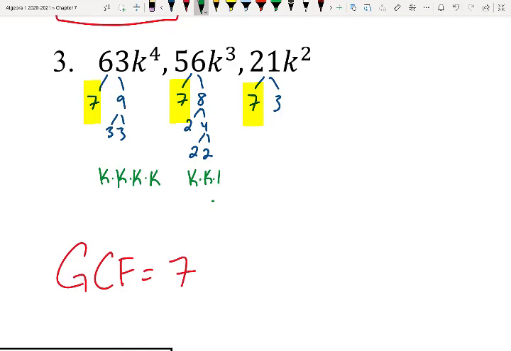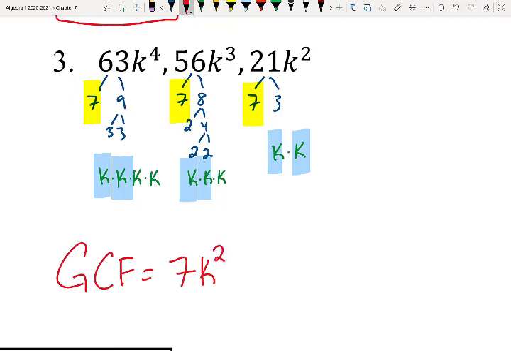K cubed, that's 3 k's multiplied together. Should have chosen a different variable and not used 3 k's. And then 2 k's for my last one. So looking at what's in common between them, I have 1, 2, and then I've run out of k's for my last term. So I have 2 k's in common between all 3 of my terms. That's the most number that all 3 have. So my GCF here, I would have 2 k's, so that would be k squared.